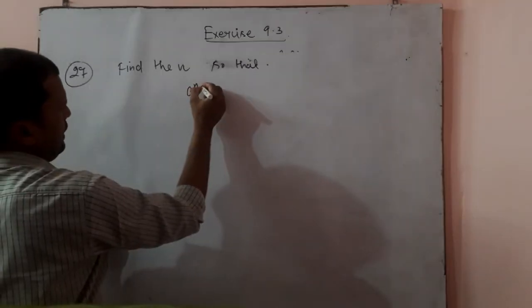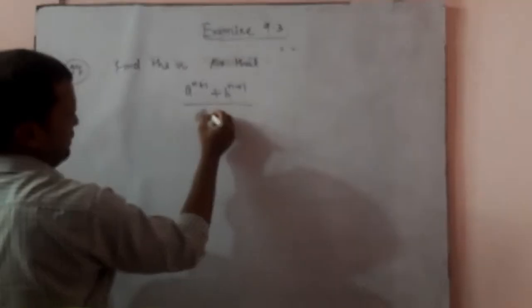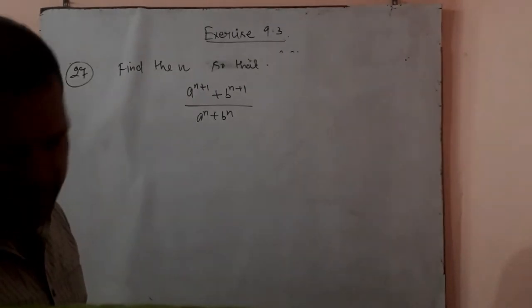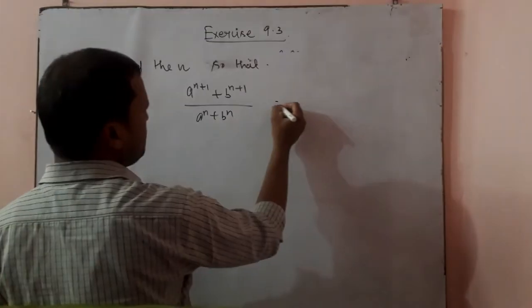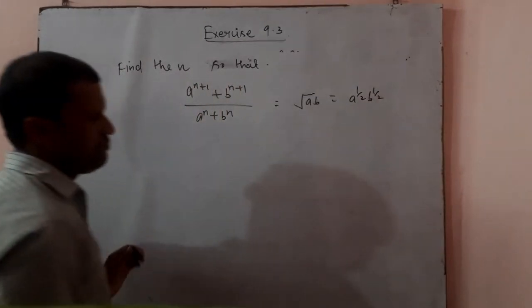a to the power n plus 1 plus b to the power n plus 1 upon a to the power n plus b to the power n may be the geometric mean of a and b. Geometric mean means under root ab. So a to the power half and b to the power half.